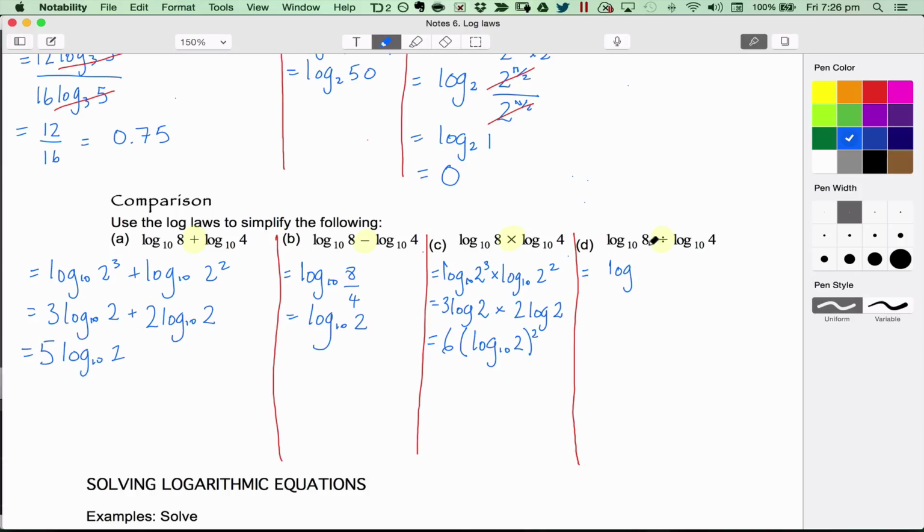Final problem. This one I'll go straight into division. Write it as a fraction because we can, over log 10 of 2 squared. So I've just rewritten the whole problem. I haven't really done anything exciting to it yet. Now I'll take the 3 out the front and the 2 out the front. And now we've got log 10 of 2 on the top and the bottom. So we're left with 3 over 2.